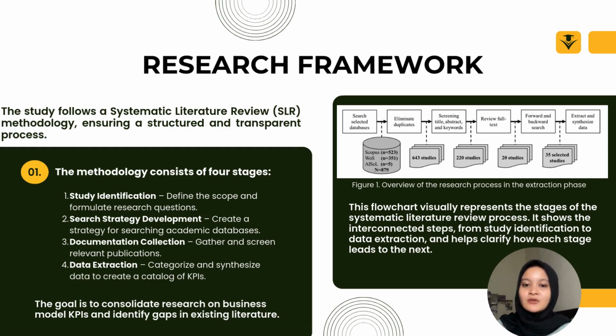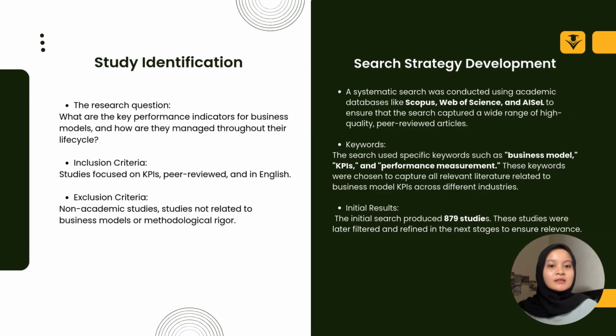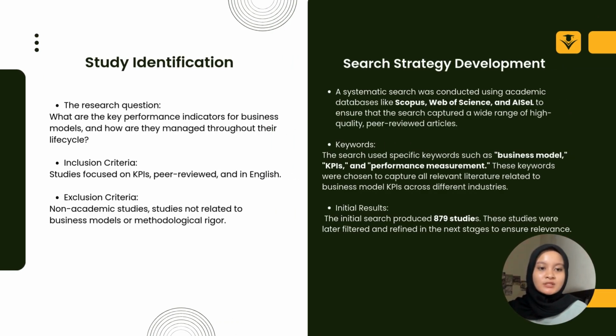And for this figure, this flowchart visually represents the stages of the systematic literature review process, and it shows the interconnected steps from study identification to data extraction and helps clarify how each stage leads to the next. For study identification, the research question is: what are the key performance indicators for business models and how are they managed throughout their life cycle?